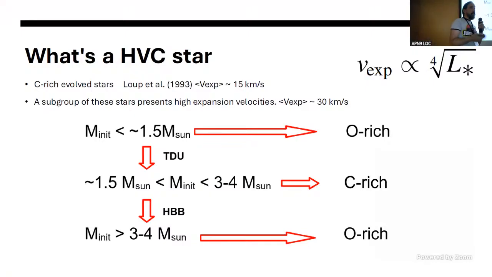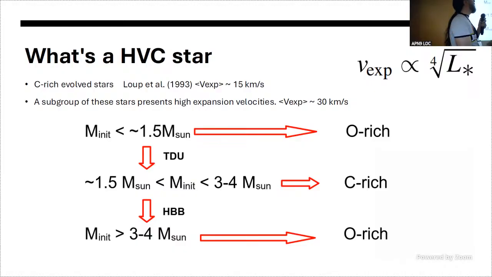And here comes the problem, because expansion velocity depends mainly, among other things, on the luminosity. To have the width you see in these objects, with expansion velocities around 30 kilometers per second instead of the 15 you would expect, you need to claim large luminosities, which are supposed to be only for massive stars. But these massive stars undergo the third dredge-up and also hot bottom burning, which transform themselves. This is not working.